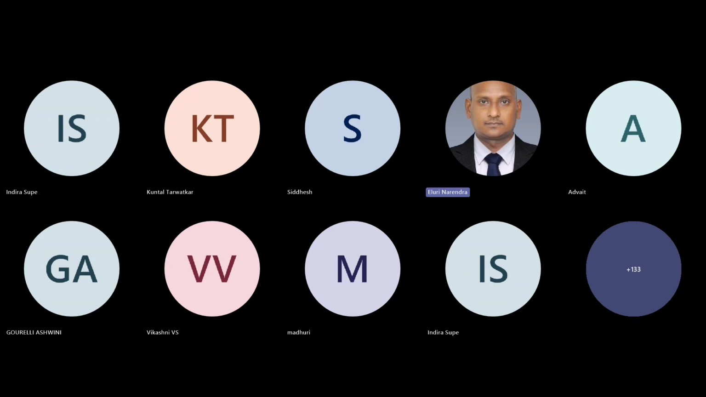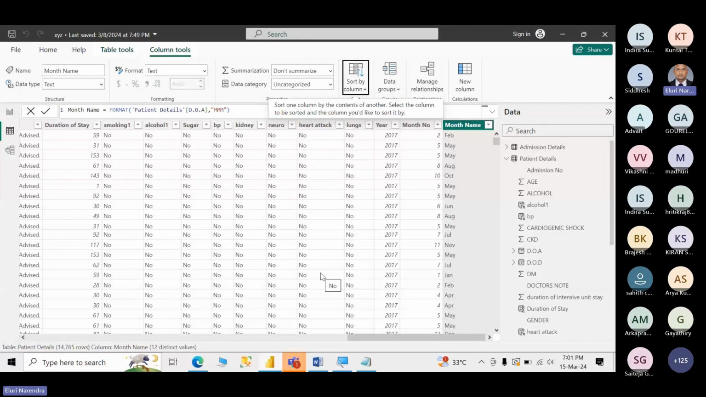Okay, now I'm sharing my screen. Can you see the screen now? I think it is loading slowly. Yeah, it's visible. So now I am going to click on a new column again. Year I have extracted, month number I have extracted, month name also I have extracted.